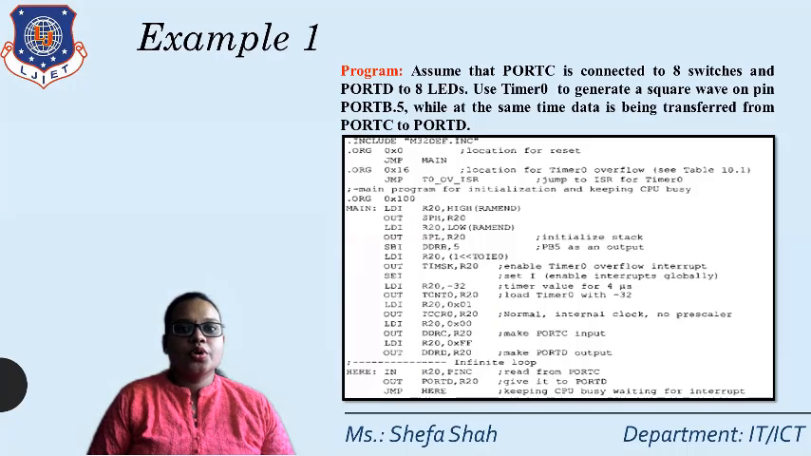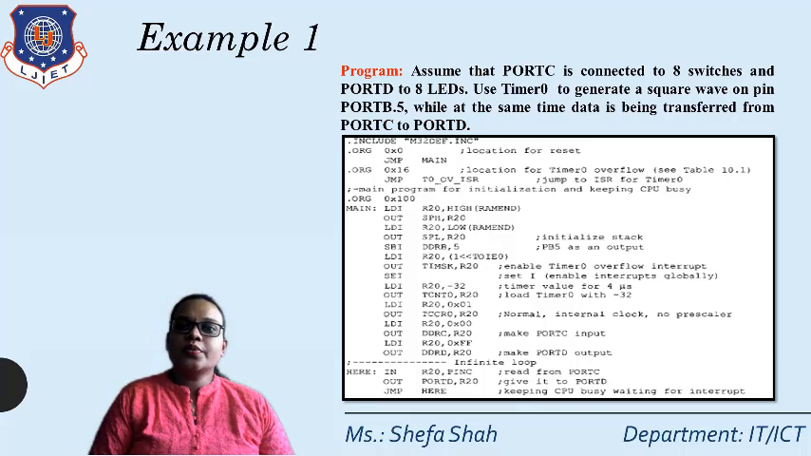Now here we will see an example. Last session we studied the different steps for executing an interrupt and the different interrupts we have in ATmega32, and now based on the timer interrupts we will see examples. The first example: assume that port C is connected to 8 switches and port D to 8 LEDs. Use timer 0 to generate a square wave on pin PB5, while at the same time data is being transferred from port C to port D.